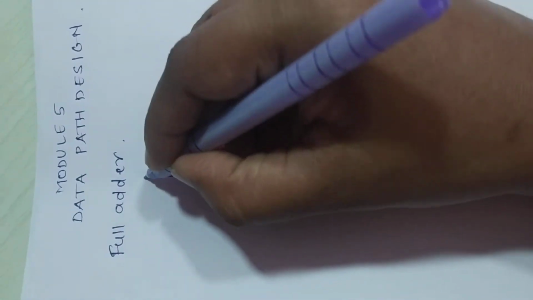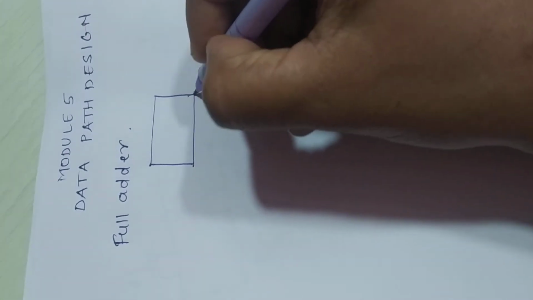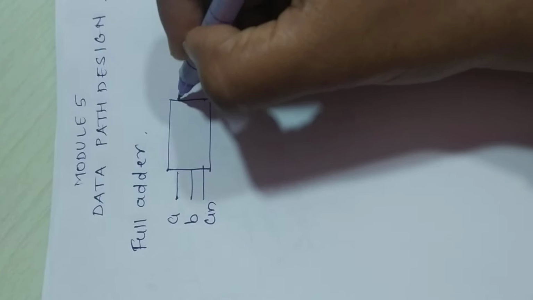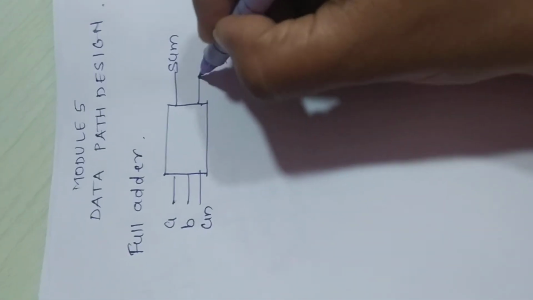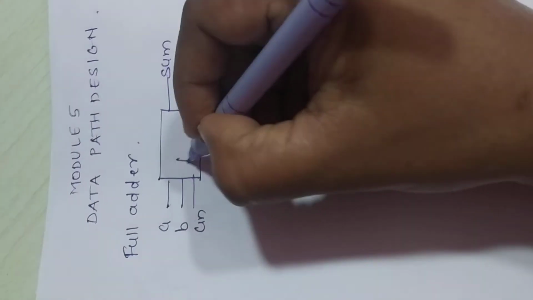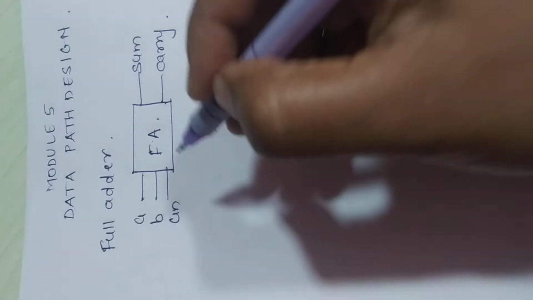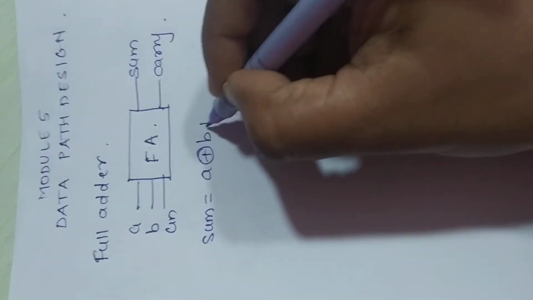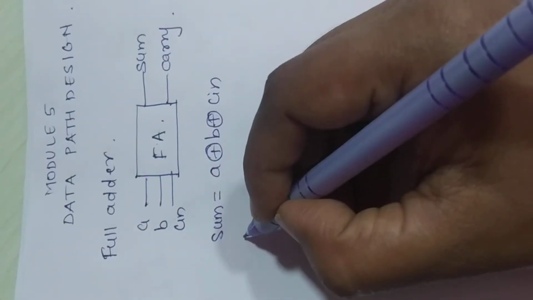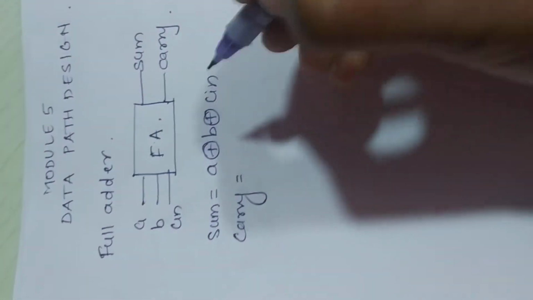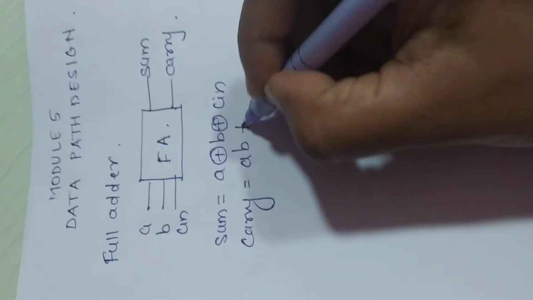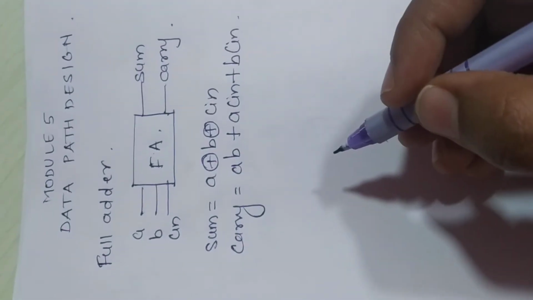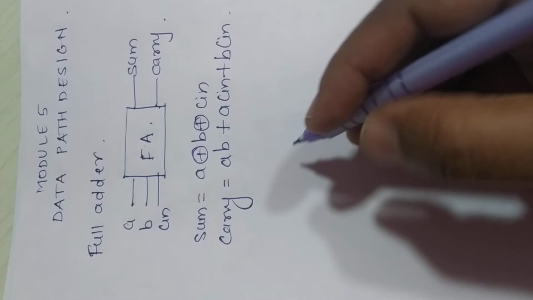Full adder is nothing but a digital circuit which is used to add 3 single bit numbers. So I am having A, B and C in, and the output is sum and carry. I am going to directly give you the equation: A XOR B XOR C in to generate the sum output, and for carry I have the expression AB + A C in + B C in. Now a full adder is also a fundamental building block of any digital circuit.